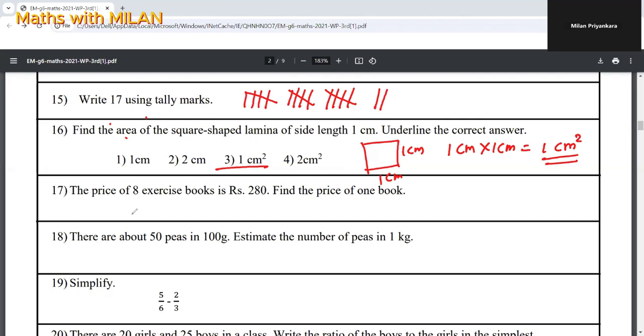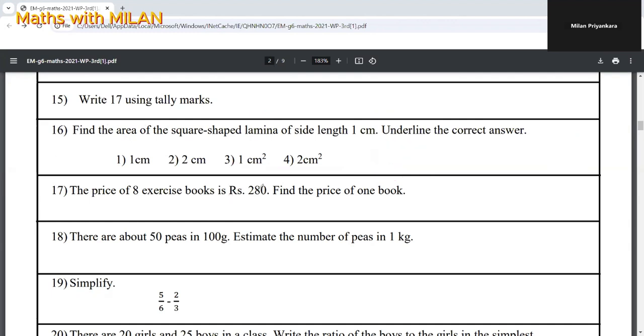Question 17: the price of 8 exercise books is 280. Find the price of one book. Okay, let's go to the rates lesson. Say 8 books are 280. Then you can divide this 280 by 8, right? Then it is going to be 40 rupees. Sorry.